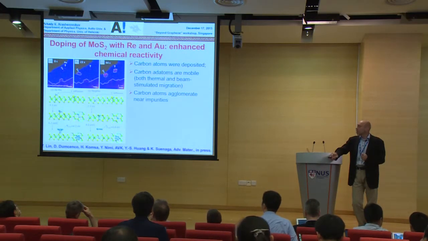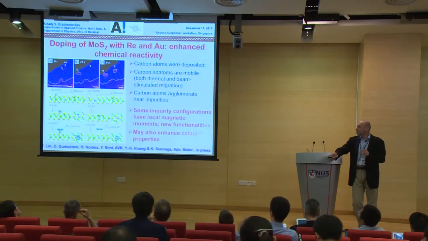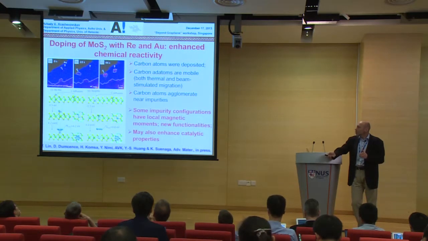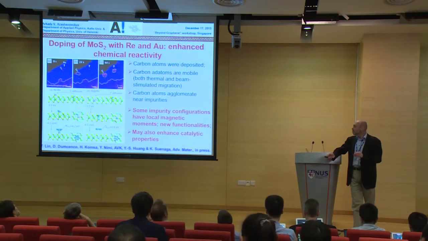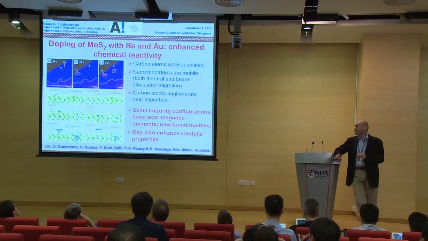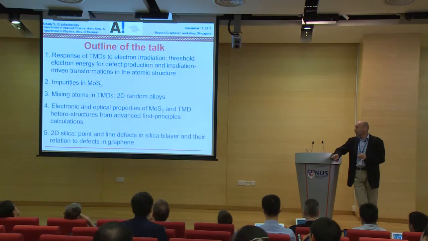And the dopant atoms will locally increase reactivity. For example, in this case, you see agglomeration of carbon near the impurity atoms. So they may enhance catalytic properties of molybdenum disulphide, and some configurations are magnetic. In principle, this could be a way to introduce new functionalities to molybdenum disulphide.